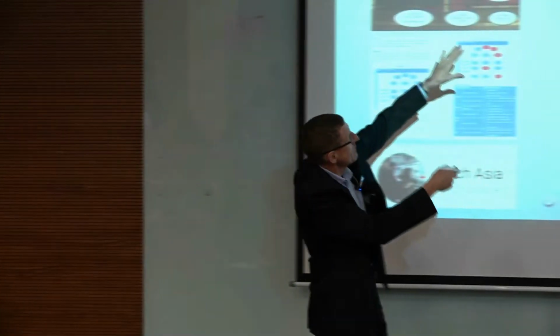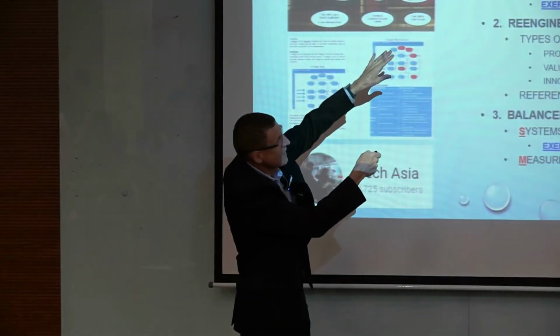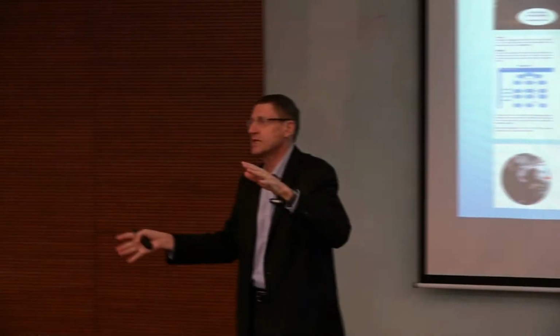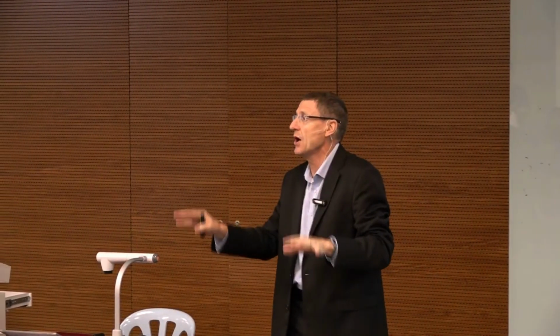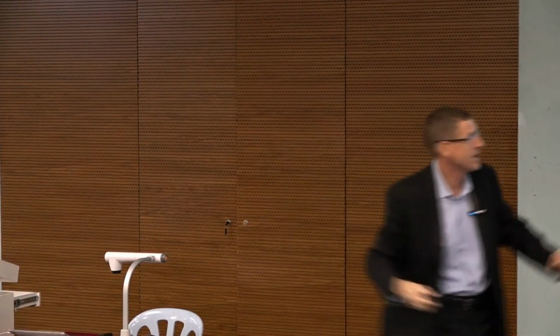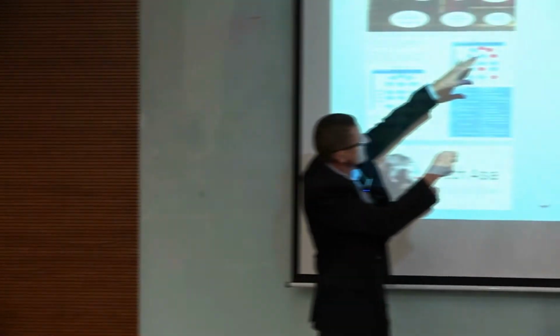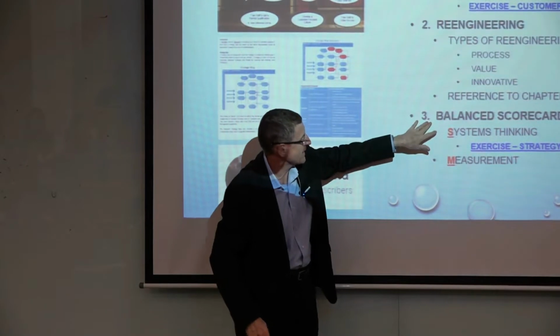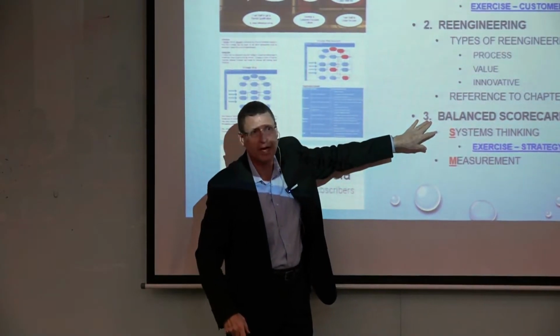The structure. There are 3 learning objectives in Chapter 12 that we're going to cover. Actually, there's 6 or 7, but it's the first 3 that we are focusing on only today. Okay, all clear on that? All right. The first relates to strategy. The second relates to reengineering, and the third relates to the balanced scorecard.